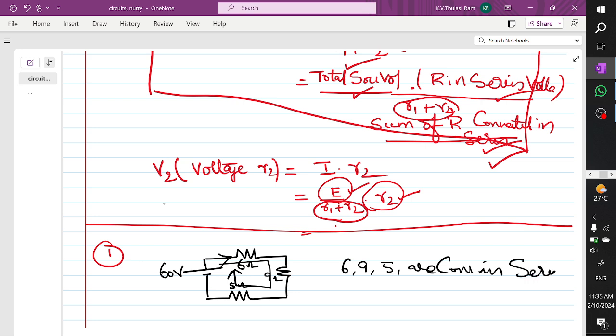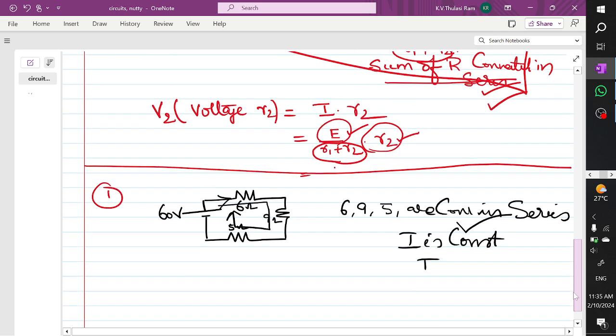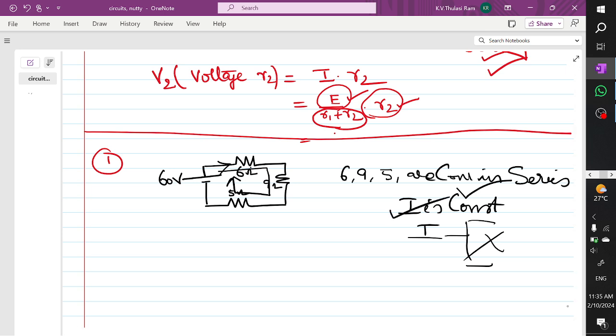They are connected in which connection? Series connection. Why? Because the current is constant. There is no division of current. Since the current is not dividing, I can say that the current is constant. All 6 ohm, 9 ohm, 5 ohm are connected in series. Now let's try to apply our formula.